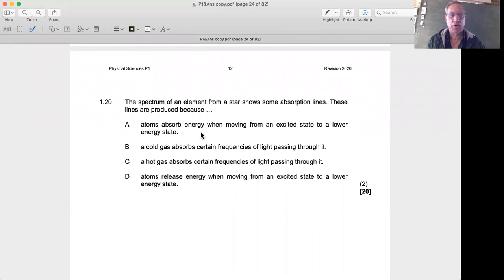So atoms absorb energy when moving from a lower to an excited state. A cold gas absorbs certain frequencies of light, and that's what is called absorption frequency. Not a hot gas. Atoms release energy, no, it's about absorbing energy. So the answer is B.